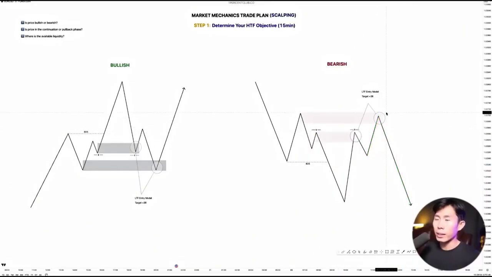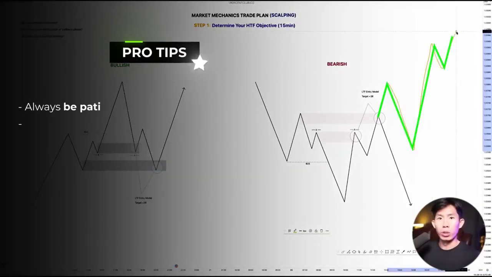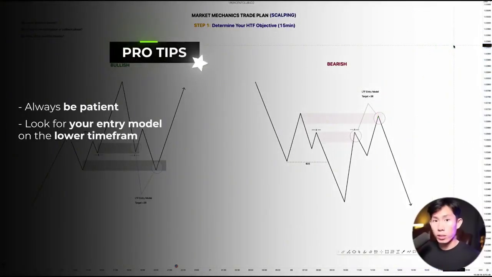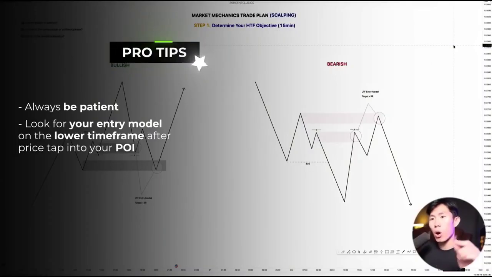Okay, so once again, even though this is the extreme zone, there is no guarantee that it's gonna work. Okay, there is still a chance that price can just blow right past it, and then we get a market shift, and then price just shifts bullish. So always be patient, look for your entry model on the lower time frame after price steps into your point of interest.